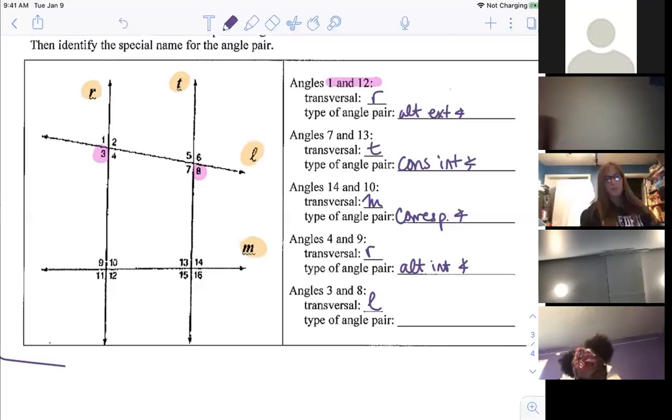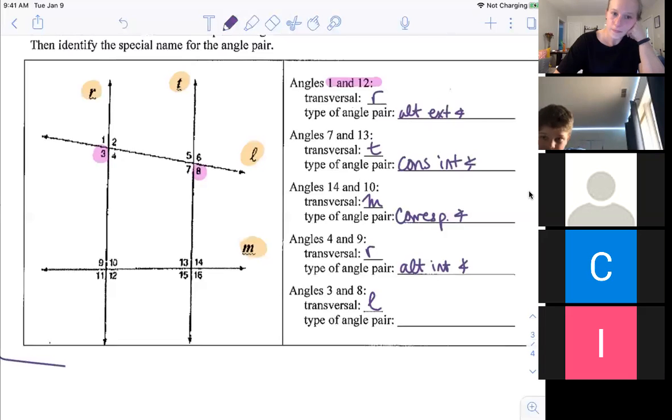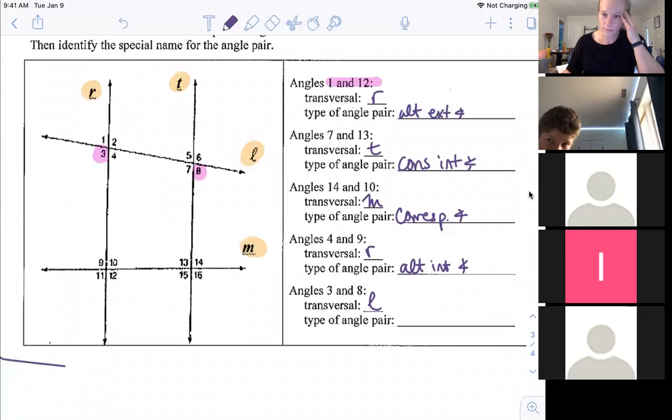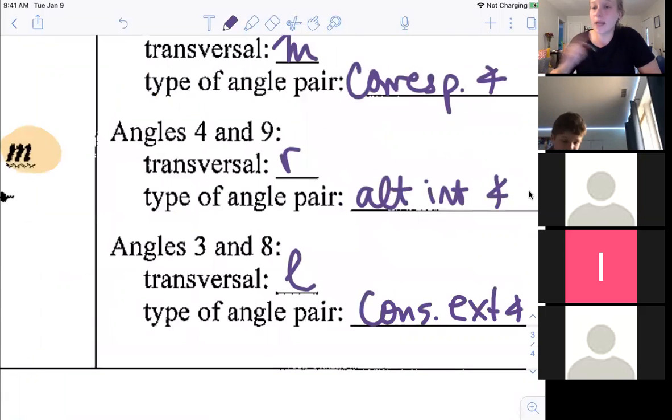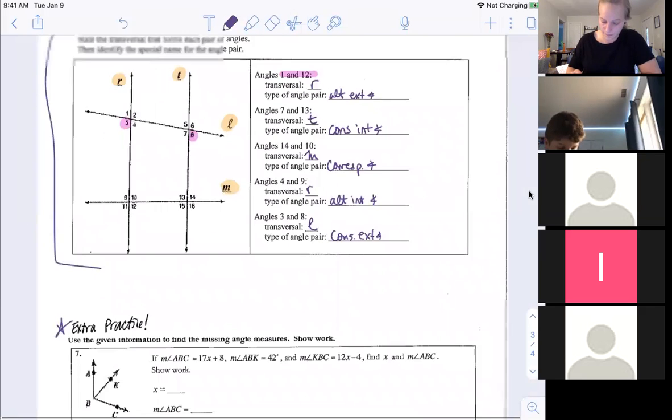Would it be like the corresponding exterior? So it would be exterior, but it's not corresponding because I have them both exterior. What do we call it when they're on the same side of the line? Is it consecutive exterior? It is consecutive exterior. Very good. Thanks, Jackson. And Colin, I love that you told me they were exterior. The minute you know that they're both exterior, you know it can't be corresponding. Does that make sense? That's kind of an easy check.